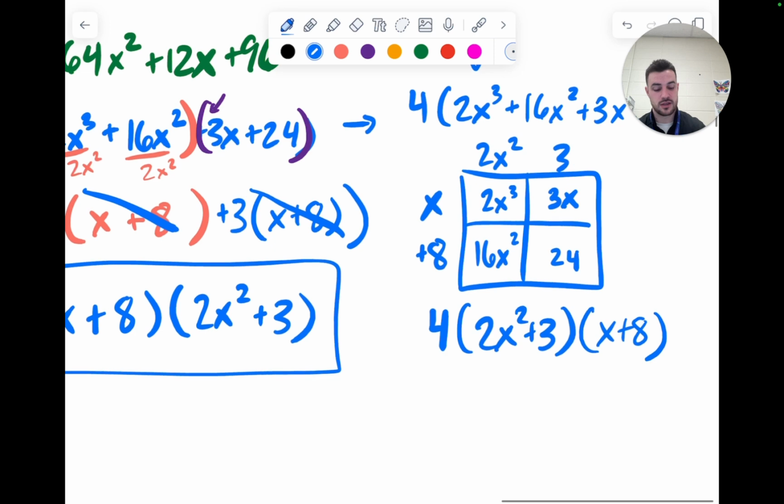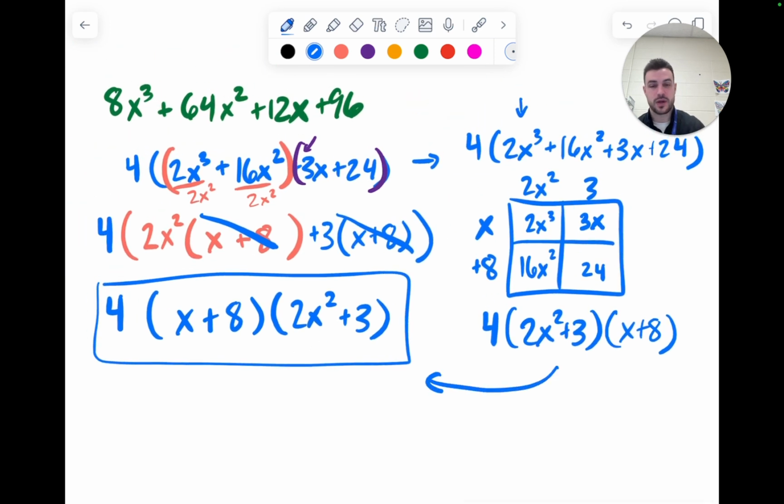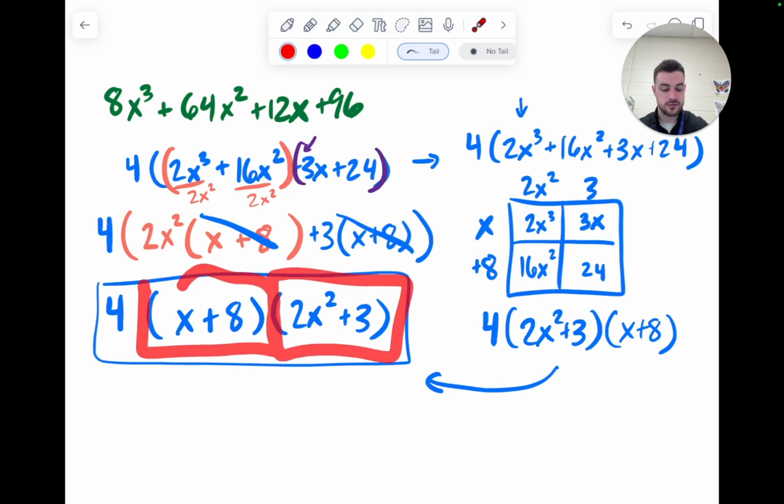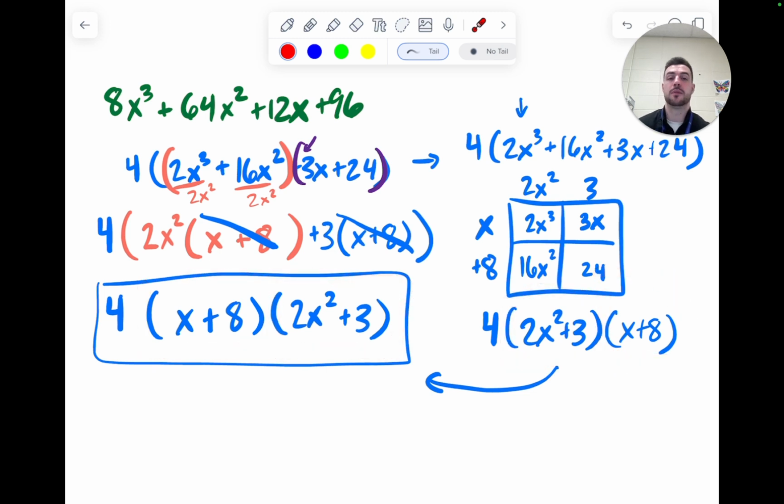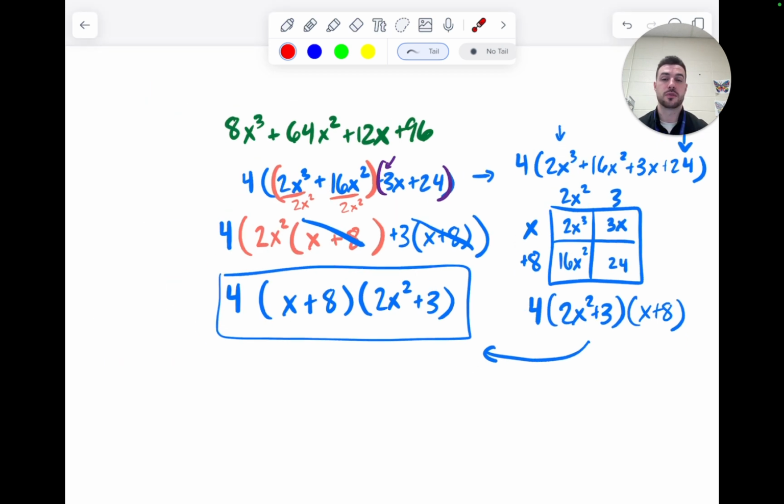And as you can see, this is the same thing we got over here. The difference is the order of these binomials, and that does not matter because we are technically multiplying them, and when you multiply values, the order is not important. Okay, so this is the traditional grouping method, and this is the box method. They both get you the same answer. It doesn't matter to me which one you use, but I would double check with your teacher.